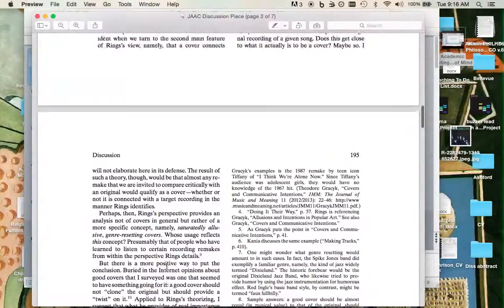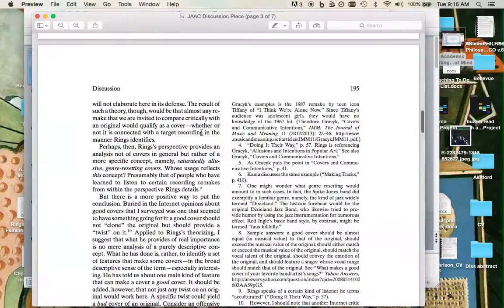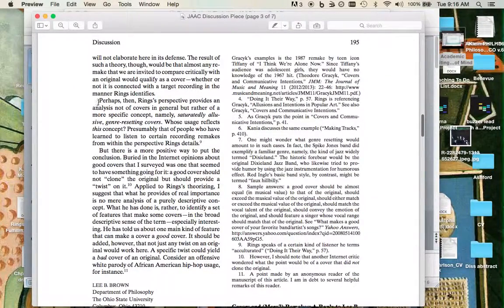And toward the end of his paper, he is trying to really understand what I'm doing in my article. And he says here, perhaps then Rings's perspective provides an analysis not of covers in general, but rather of a more specific concept, namely saturatedly elusive genre-resetting covers. I just wanted to show you how dense and technical philosophical language can get, like a lot of academic writing. But he was trying to offer his own interpretation of what he thought I was doing. So he's taking it seriously and he's striving to understand it. He's practicing empathy.